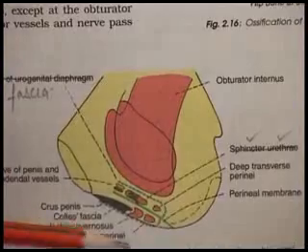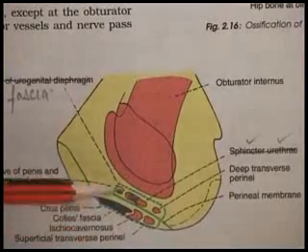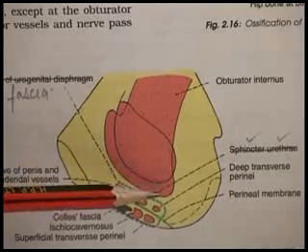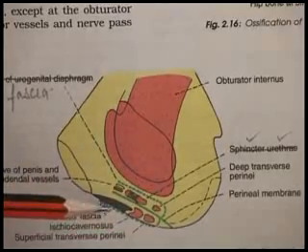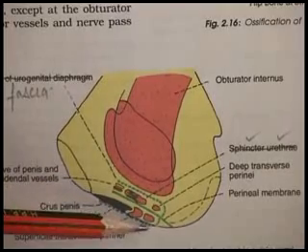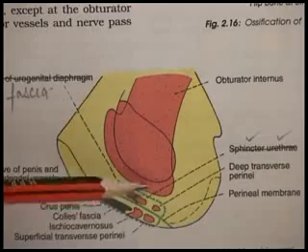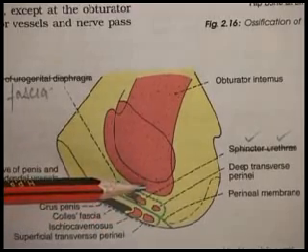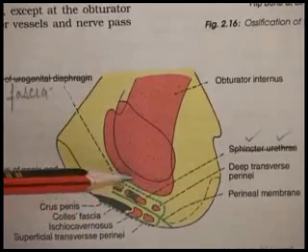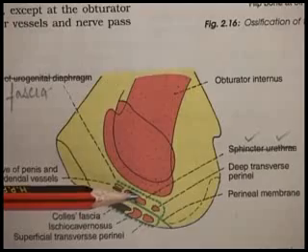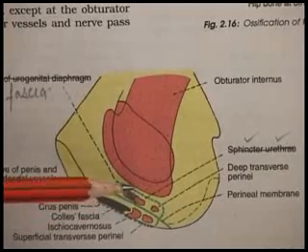The conjoint ischiopubic rami. The upper border provides attachment to the obturator membrane. The lower border gives attachment to fascia lata and Colles fascia of the perineum. The inner surface is divided into three areas. The upper area close to the obturator foramen gives attachment to the obturator internus muscle. The upper ridge gives attachment to the endopelvic fascia.